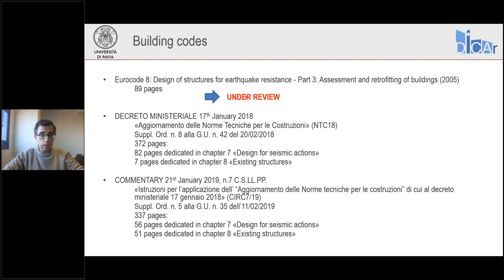Now this code is actually under review, and it is very likely that there will be, first of all, a larger amount of information. So probably the new Eurocode will not consist of only 90 pages, but more pages. And there will be aspects taken from other codes, such as the Italian code that has been already updated. The Italian code, which is the version of 2018, but also its commentary, which has been released in 2019.